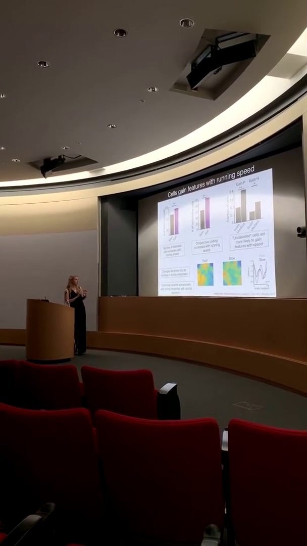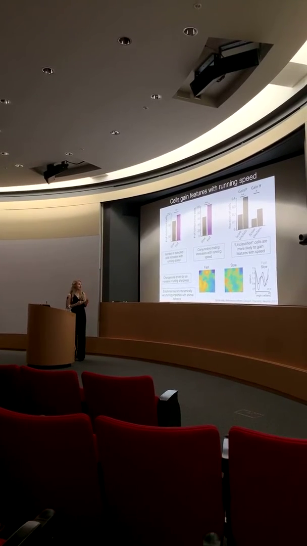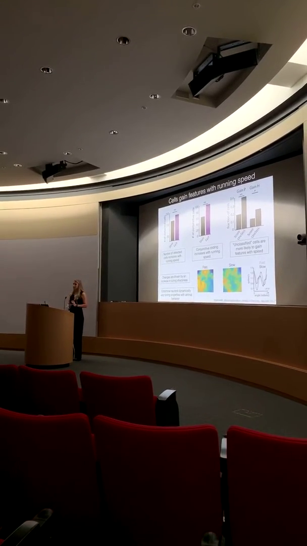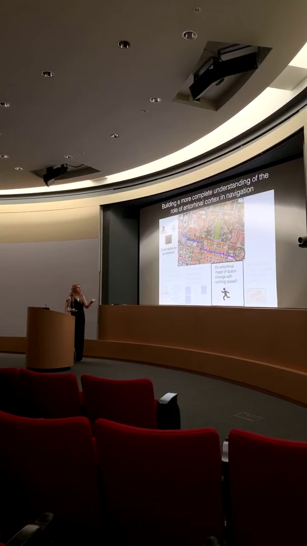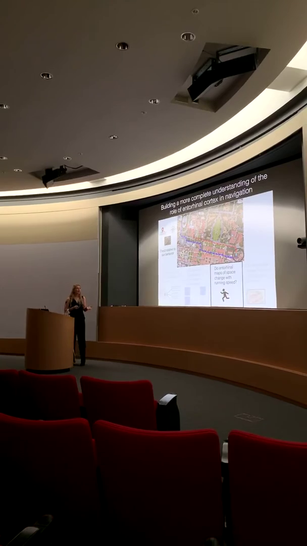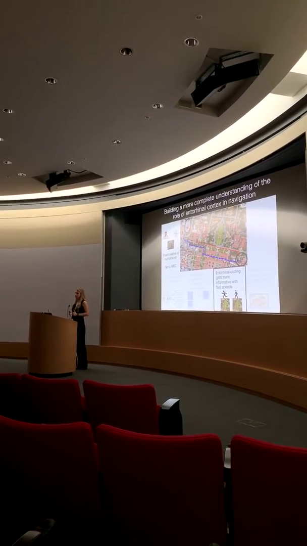So at a high level, this tells us that entorhinal neurons are dynamically changing their tuning properties with the animal's behavior. It's not this fixed map. So in conclusion, entorhinal maps of space can change with running speed, and in particular, they get more informative at fast running speeds.